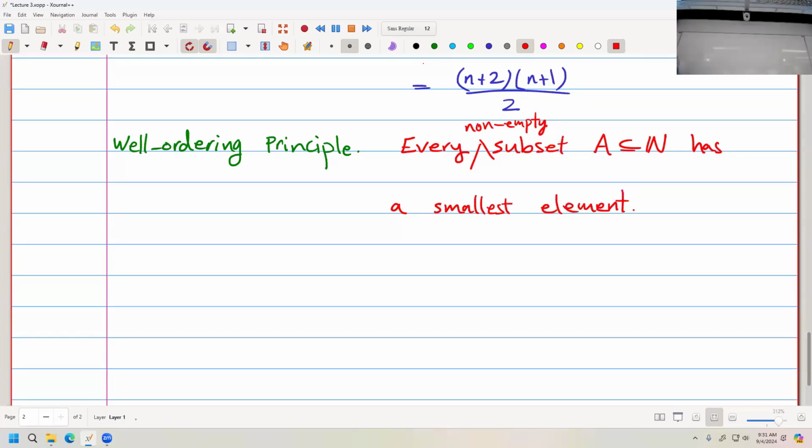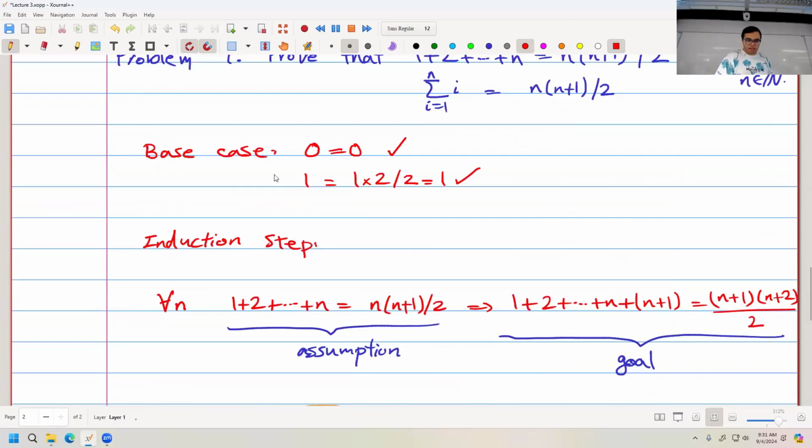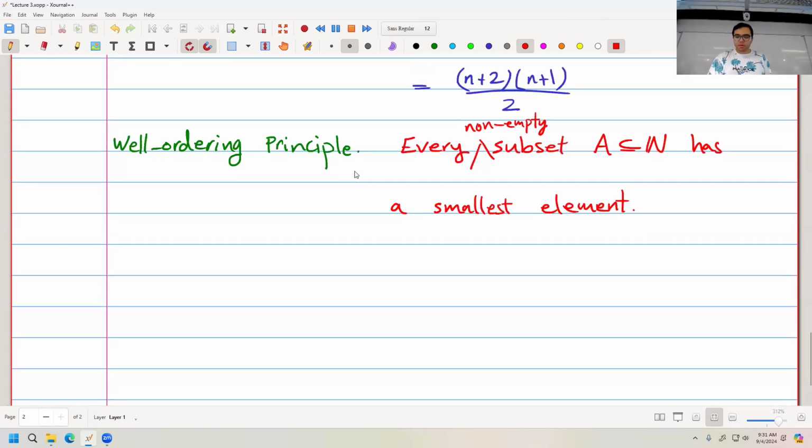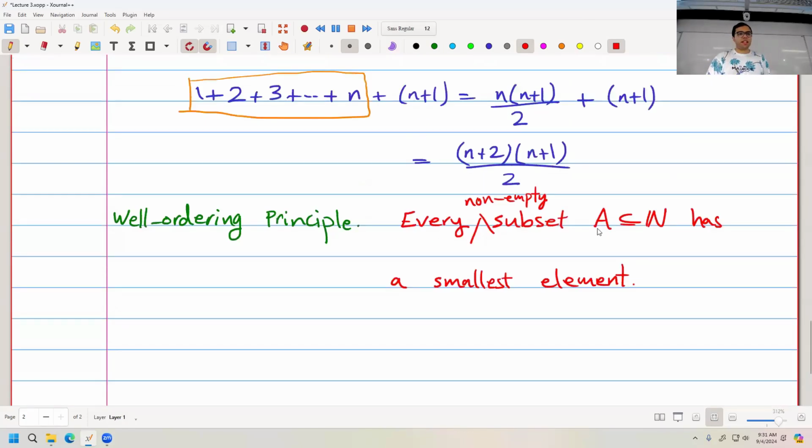What does the smallest element mean? Well, we have already defined less than or equal, so I can actually compare elements, right? So the smallest element or the minimum element is an element of this set that is less than or equal to every other element of the set. So the well-ordering principle says that if you take a non-empty subset of the natural numbers, this non-empty subset definitely has one smallest element.